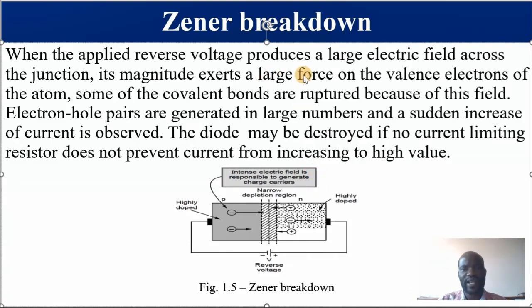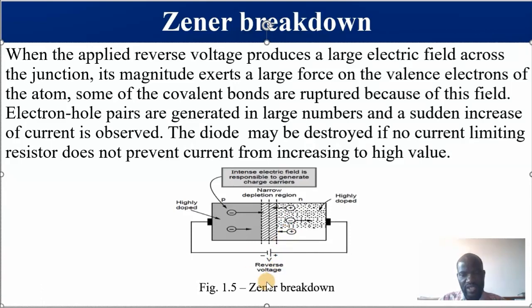So because of the large force, they are going to escape from their parent atoms, and once they escape, they become free. They will be under the influence of the reverse applied voltage. So we are saying this is going to result in the creation of electron hole pairs in large numbers, and this is going to cause a sudden increase in current. These are the detached electrons. When an electron is detached, we know it leaves a hole.